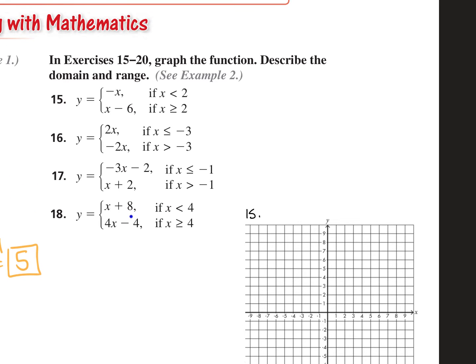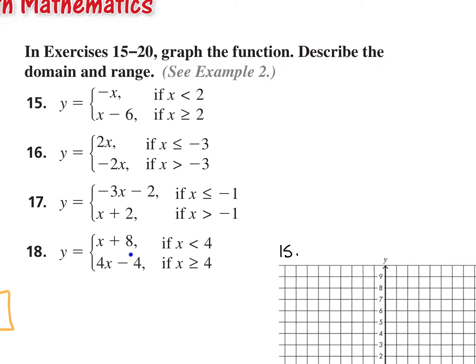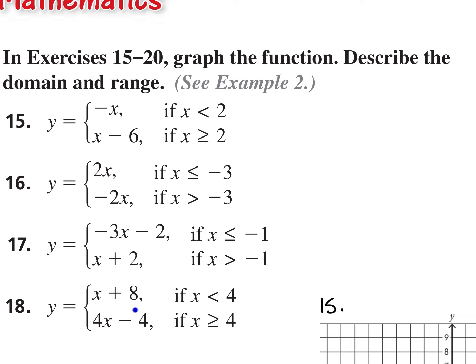So for graphing our piecewise functions, we're going to do 15 first. We just want to graph each piece at a time. So I'm going to start with the first one. Remember, it helps to think about it as y equals mx plus b. So if I have y is equal to negative x, what's my slope? Negative 1. And what's my b? 0. I'm not adding anything after, so my b is just 0.